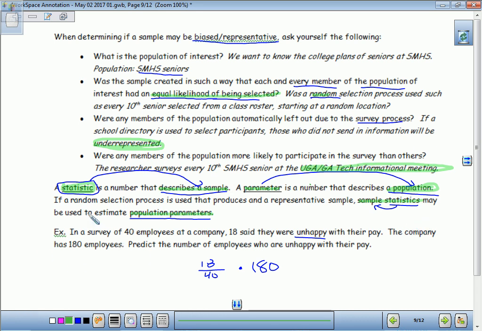All right, now, if we conduct a survey and we do it appropriately, and let's say we use a random sample and our group is representative, then we can take that survey result and infer it onto the population. So let's say we checked all the boxes and we did a good job. We surveyed 40 employees at a company and 18 said they were unhappy with their pay. Then to predict the total number of employees, we would take this fraction and multiply it times the total. That makes sense. Okay? And that's what we could expect.